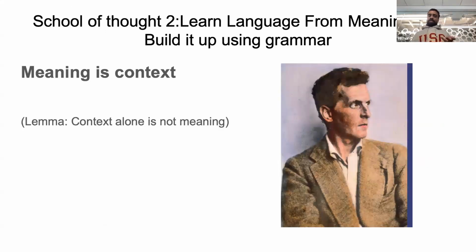Meanwhile, the second school of thought comes from Ludwig Wittgenstein, a philosopher, who says context is not meaning, meaning is context. Basically the same idea, right? Bank has a definition, which is not decided by "let's go to the bank to withdraw some cash." That meaning is independent, and that is what you build upon.